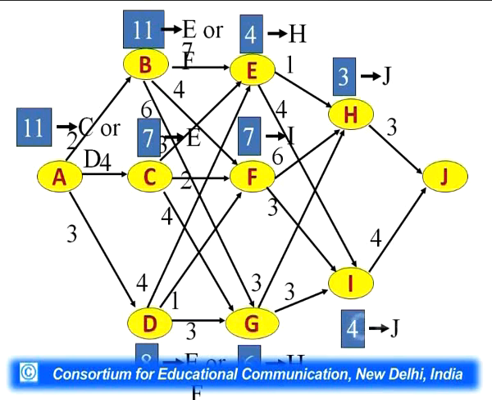We go from A to C and C to E and E to H and H to J, and total distance covered is 11 kilometers. There are alternate routes also. There are 2 more routes available, okay, and which will add up to only 11 kilometers. This solution is obtained using dynamic programming method.